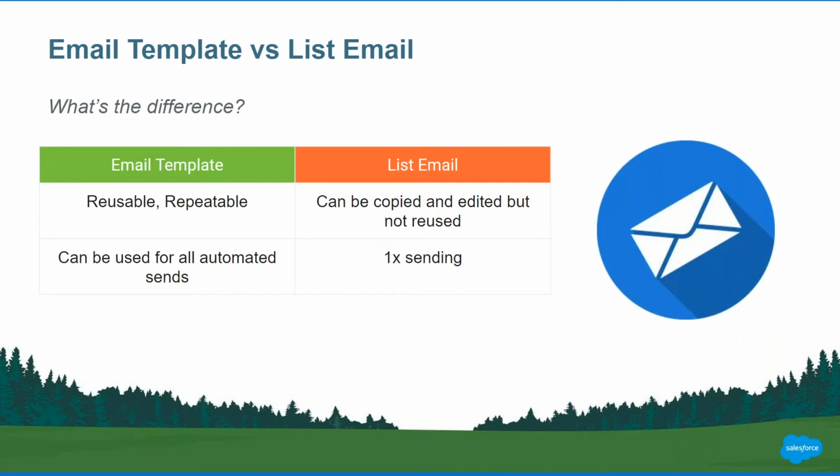So what is the difference? An email template is reusable and repeatable. If you're planning to use your email in an automation program, for example as an autoresponder, or in an engagement program, then what you need to create is an email template. A list email is used just for one-off sending. You can copy it and edit it, but you can't reuse it. Those are the main differences between an email template and a list email.